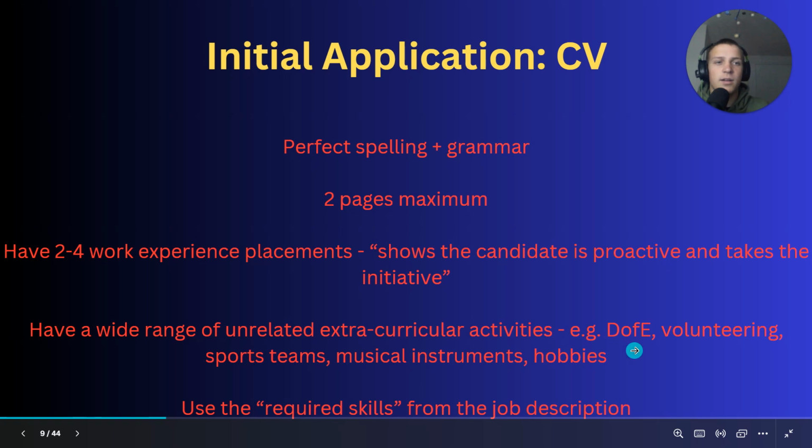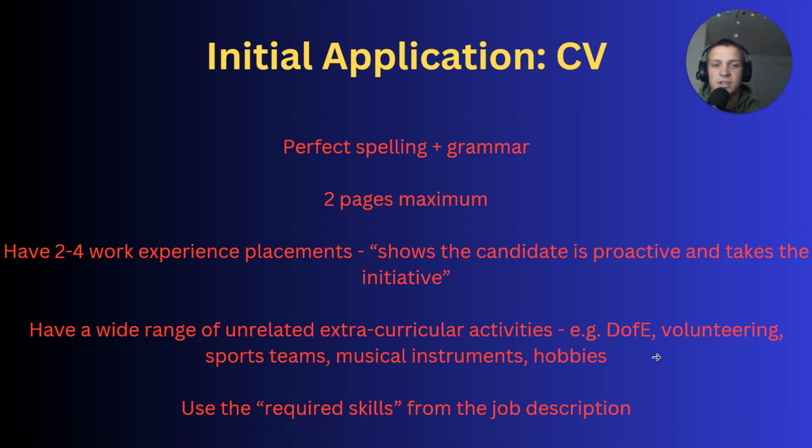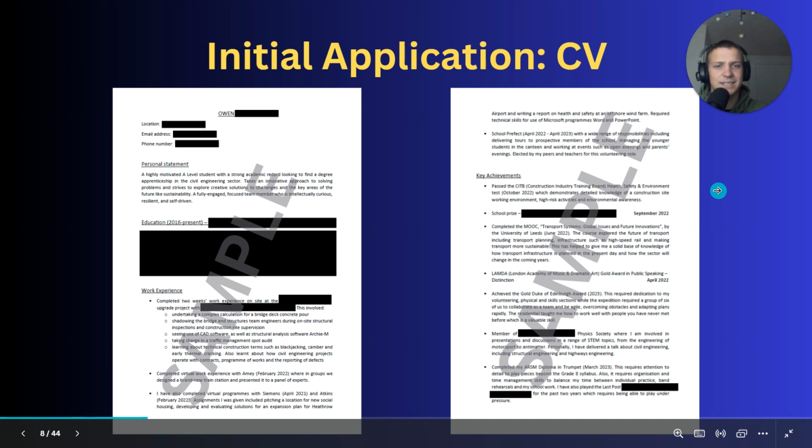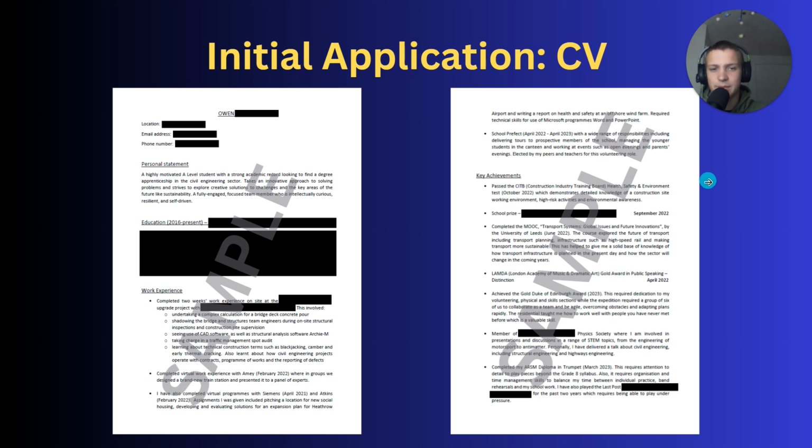Something like D of E, okay, yeah, fair enough. In your software engineering degree apprenticeship, you're not going to have to climb up a mountain, right? But D of E is going to have taught you interpersonal skills, problem-solving skills, dedication and perseverance. So that's why it's good to have a wide range of unrelated extracurricular activities. That's why I have something like a key achievement section, where I basically put in all this stuff that's potentially unrelated.